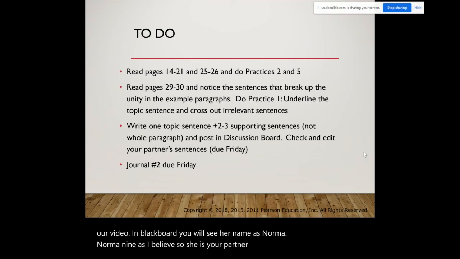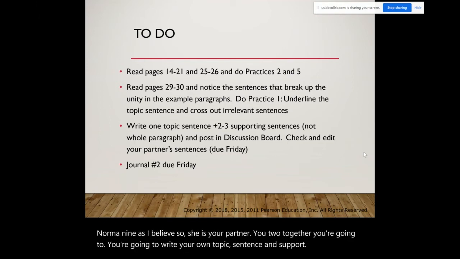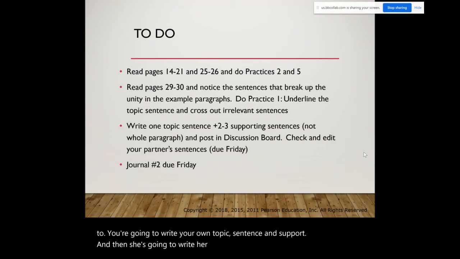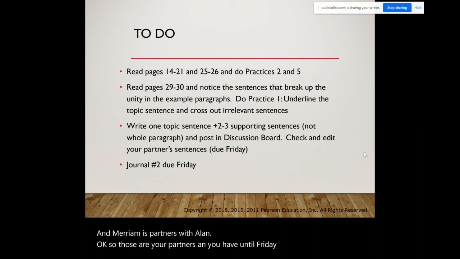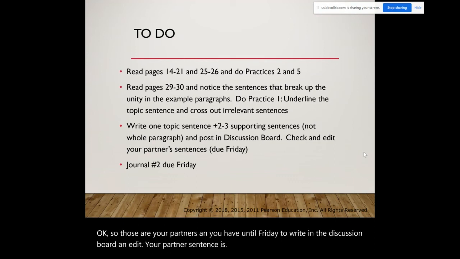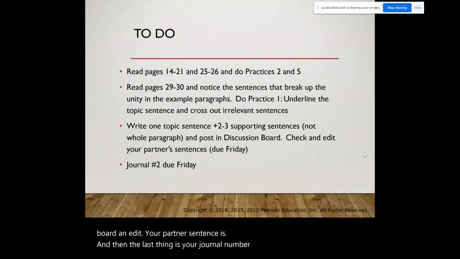You two together, you're going to write your own topic sentence and support, and then she's going to write her own, and you are going to check hers, and she's going to check yours. And Soledad is partnered with Gerardo, Sammy is partnered with Maria, and Alan is partnered with Maria. So those are your partners, and you have until Friday to write in the discussion board and edit your partner's sentences. And then the last thing is your journal number 2, due on Friday.